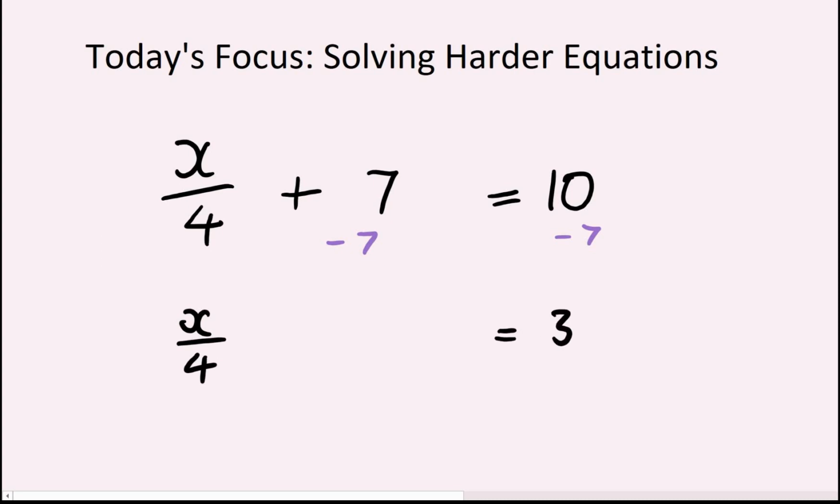So the awkward part: to get rid of the divide by 4, you have to remember the opposite of dividing by 4 is timesing by 4. So we're going to times both sides of this equation by 4. If I have x divided by 4 times by 4, then I'm just left with x. And 3 times 4 gives me 12. Okay, so it starts off fairly straightforward.